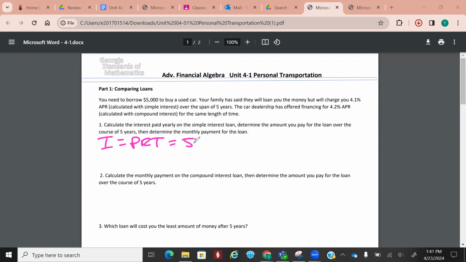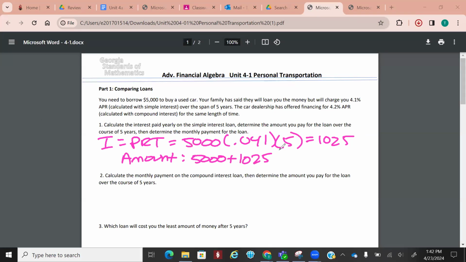So we have 5,000 times 0.041, and then times 5. When we multiply that out, we're going to get 1,025. Now, you'll have the amount, which is going to be 5,000 plus this amount that you just found. So this is the interest. Okay, so it'll be $6,025. Now, in order to figure out the monthly payment, we're going to take the total and divide it by 12. And when you do that, you're going to get 100.42.